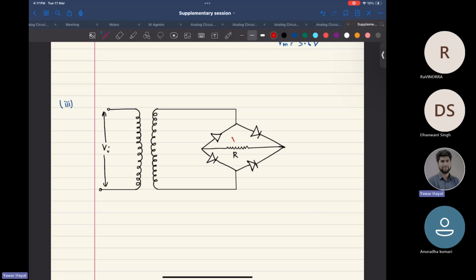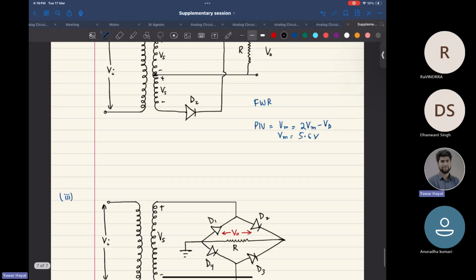Let's say V naught is this. Let me mark the diodes D1, D2, D3, D4. Suppose you ground this one. Suppose this is VS.